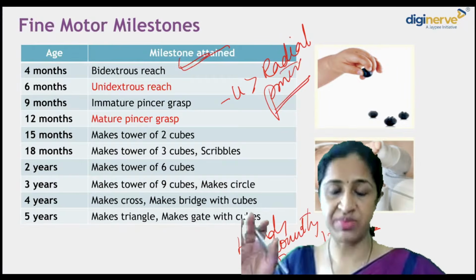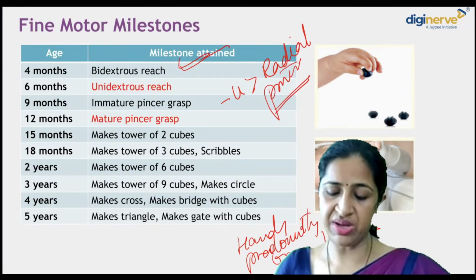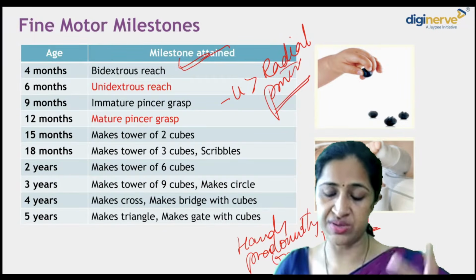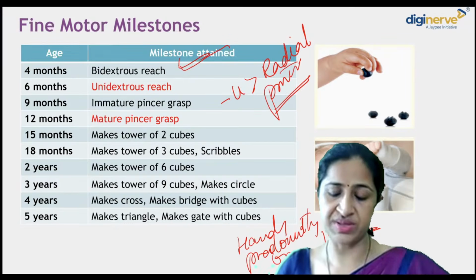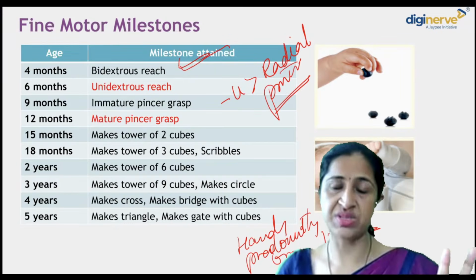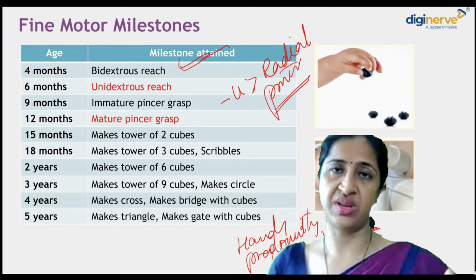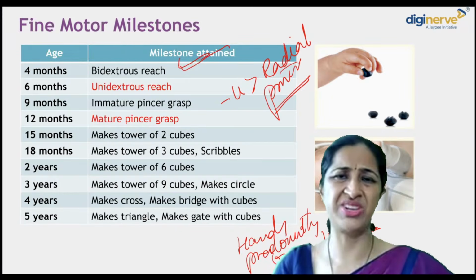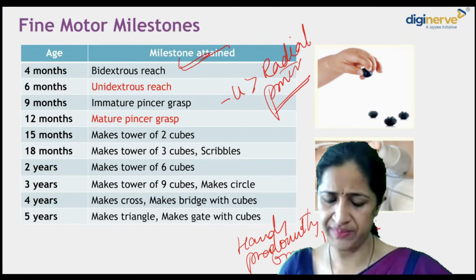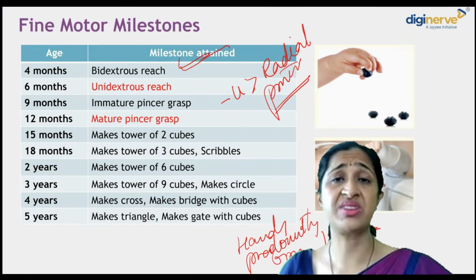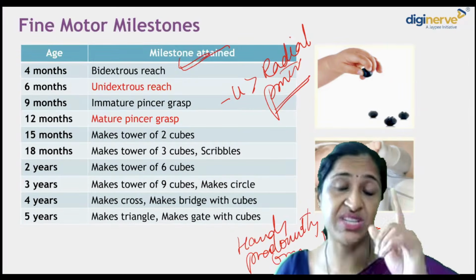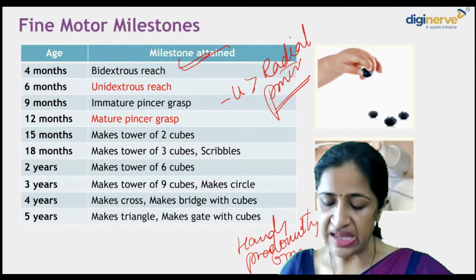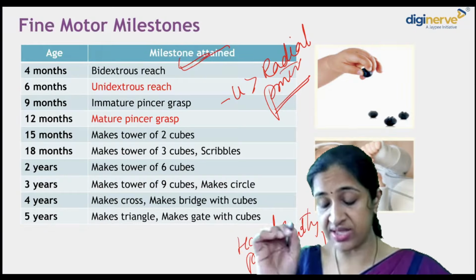By 12 months, mature pincer grasp. 15 months, tower of 2 cubes. 18 months, 3 cubes. 2 years, 6 cubes. 3 years, 9 cubes. By 4 years, child is able to make a gate, bridge. Okay, all that you all know. And by 5 years, there was a steam engine. Then there's hand drawing skills.